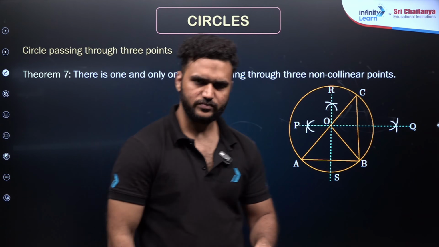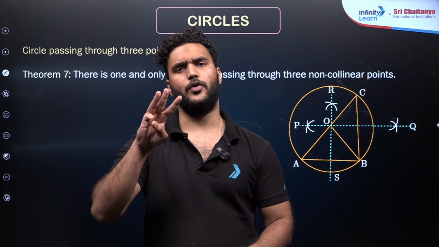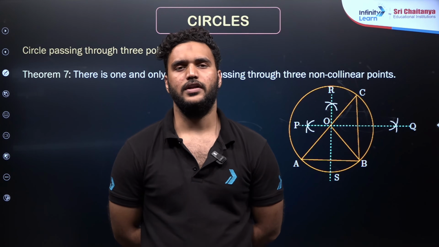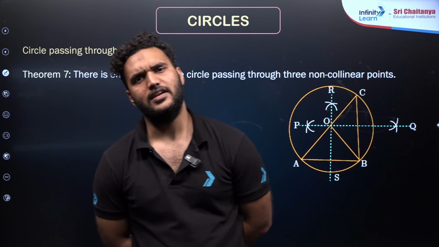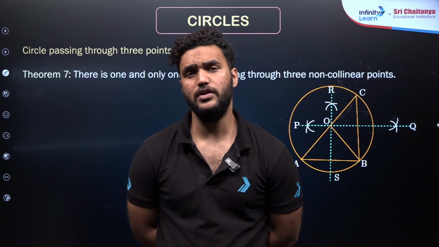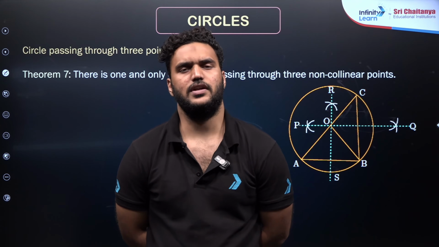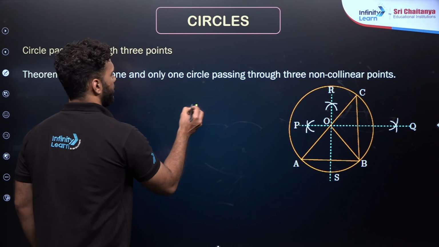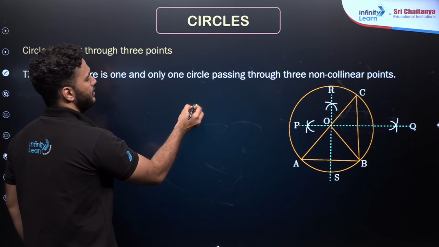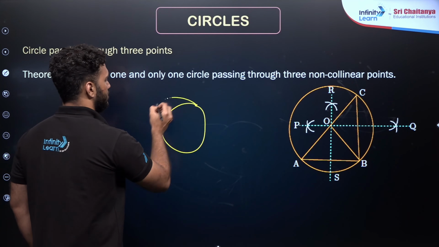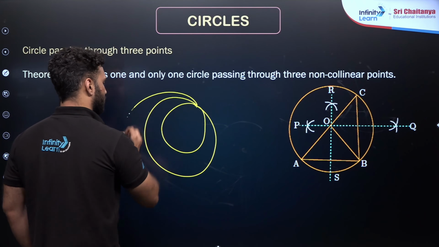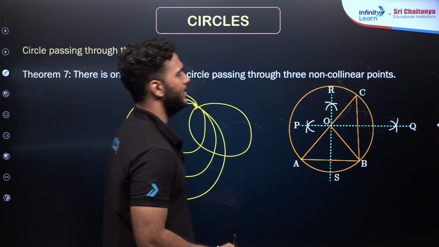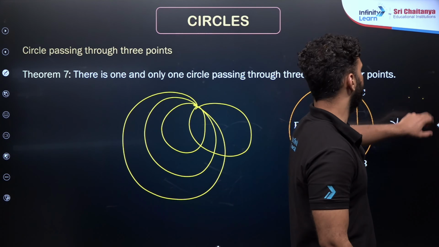There is one and only one circle passing through three non-collinear points. See, if you give me any 3 points in the space, I can give you a circle. But sir, can you give me only one circle? Yeah, I can give you only one circle. What does it mean? If you give me 1 point, I can make infinitely many circles like this, or this. So I can make infinitely many circles for a single point.